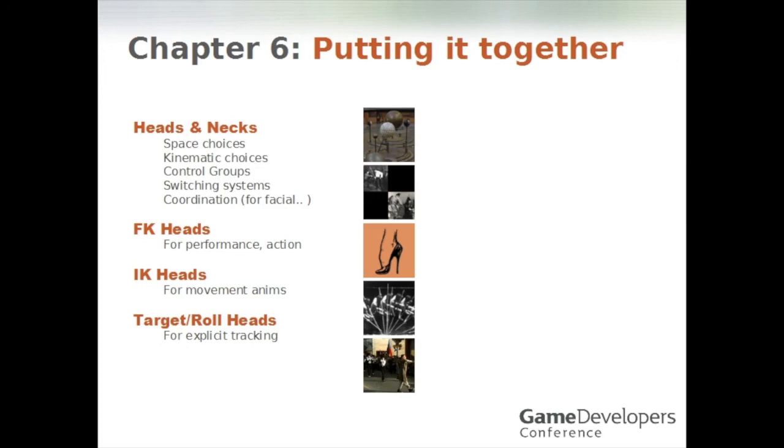We've got the 5 big things. We've got spaces, which is all about where stuff happens. We've got kinematics, which is how it happens inside the space. We've got control groups, which are sort of ways of manipulating the behavior of our tools inside a space. Switches for handing off control from different mechanisms. And lastly, we've got coordination.